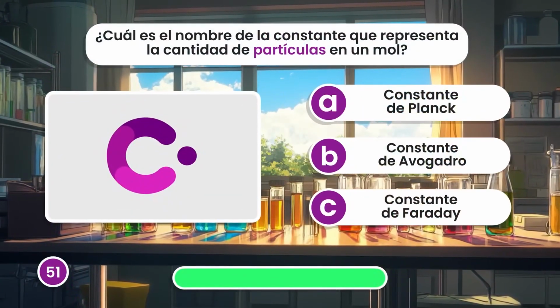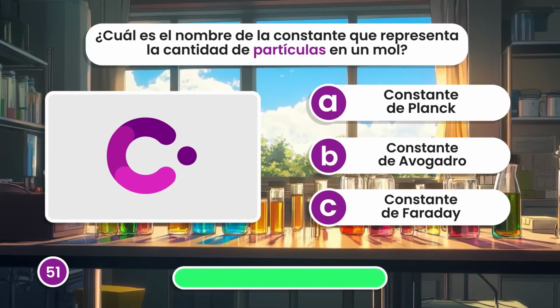What is the name of the constant that represents the number of particles in a mole?